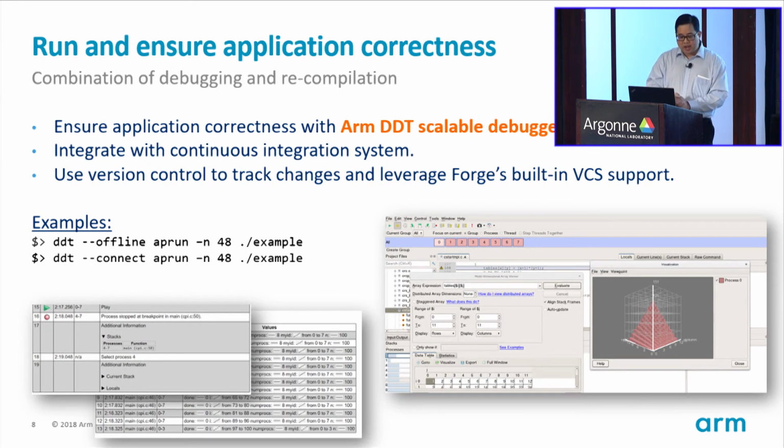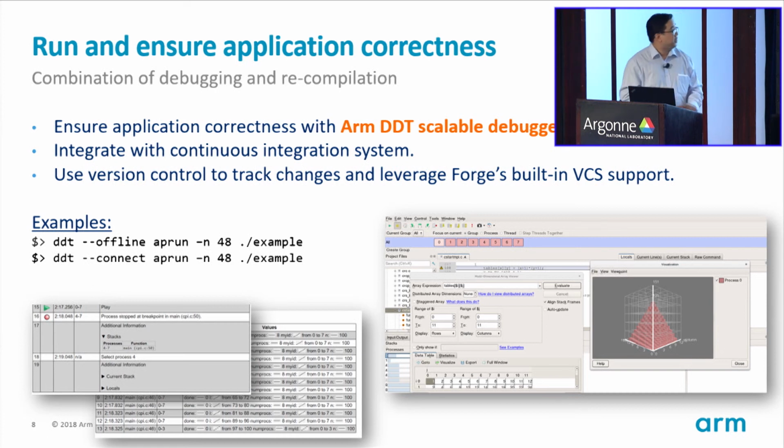So specifically, we have DDT, which is our debugger. And it can be run in two different modes. You can run interactively with the graphical user interface that you see on the right. Or we also have what's called offline mode, where you don't have to be babysitting your computer if you know there's a bug and you want to run it through our debugger.